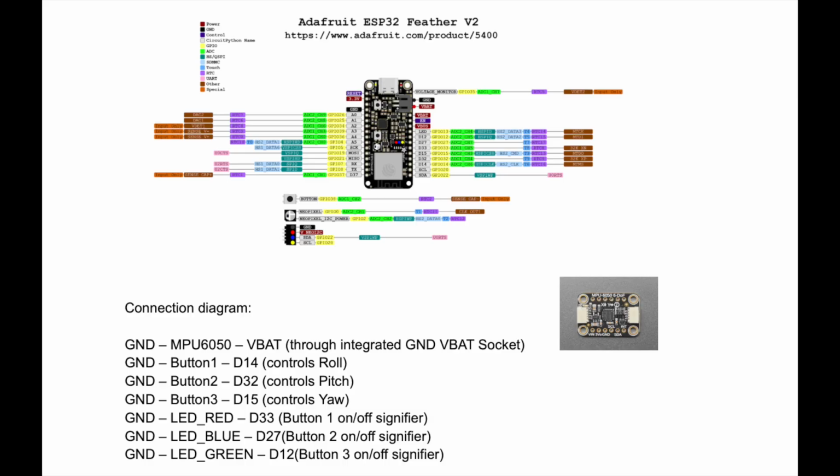So, the system components and fabrication. This system consists of an ESP32 controller, an MPU 6050 accelerometer, 3 buttons, and 3 LEDs. Each button activates a distinct animation mode, wave, sine, and jitter, while each LED confirms its state.